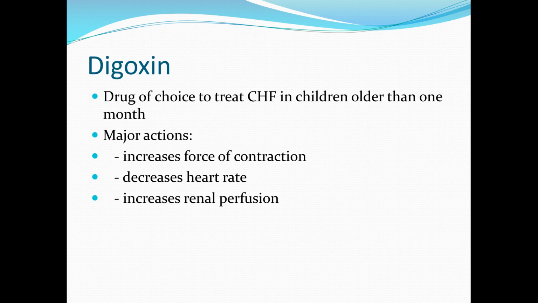Digoxin, we're going to talk about more in depth because there are more issues that arise with digoxin. It is the drug of choice to treat CHF in children older than 1 month. So you probably will see this more in pediatrics. The major actions: it increases the force of the contraction, it decreases the heart rate, and increases renal perfusion.